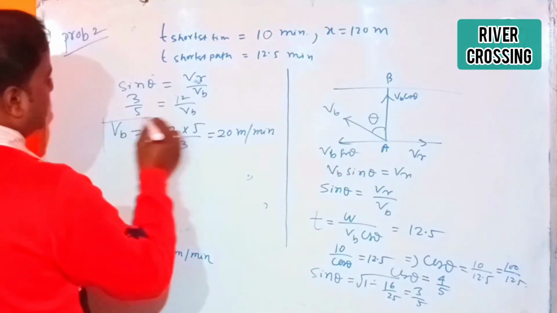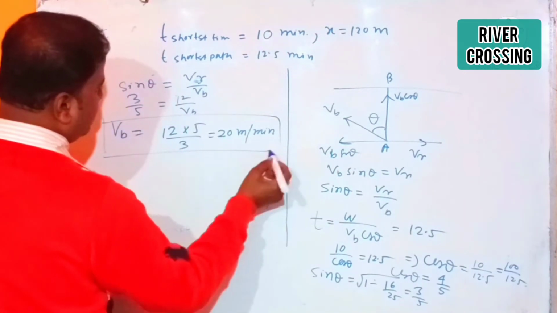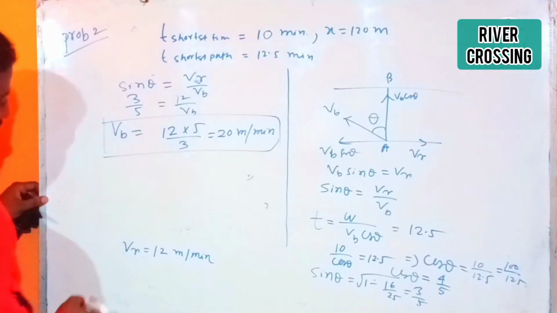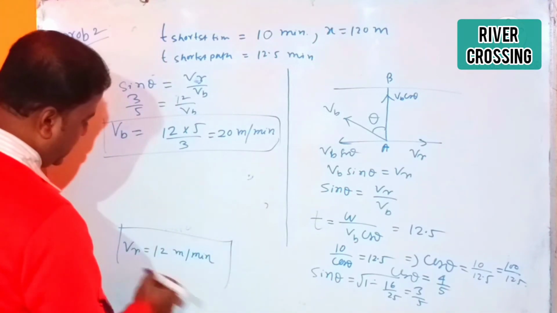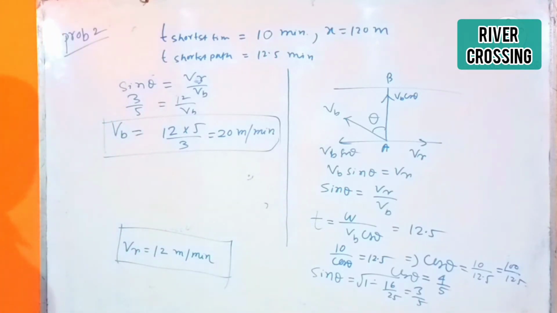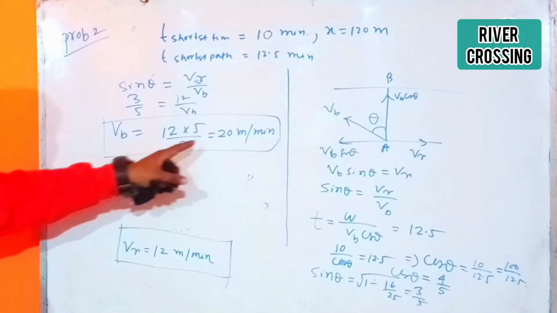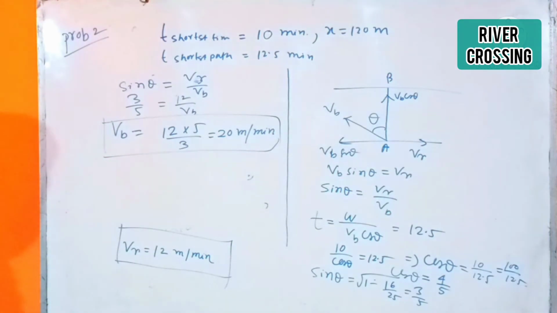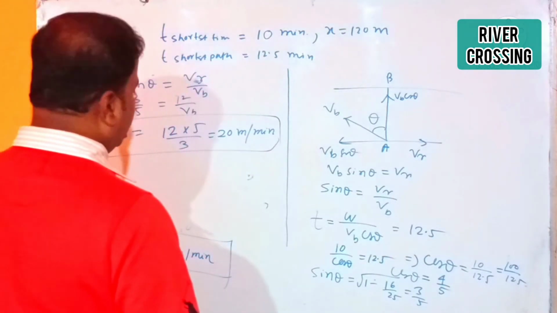This is the velocity of the boat. This is the velocity of the river current, 12 meter per minute. Velocity of the boat, 20 meter per minute. Now we have to calculate the width of the river.